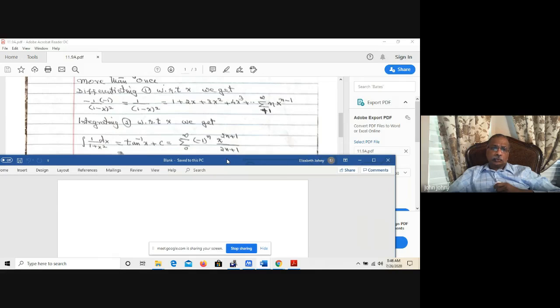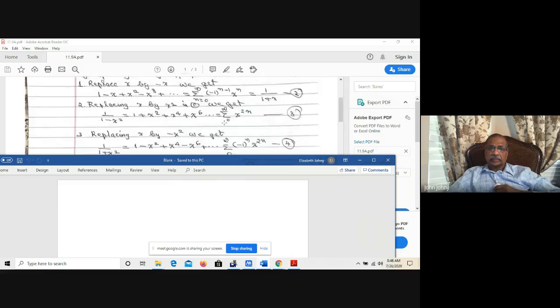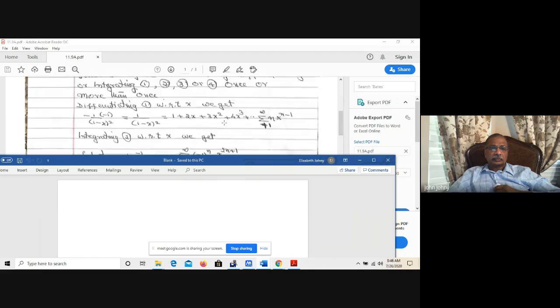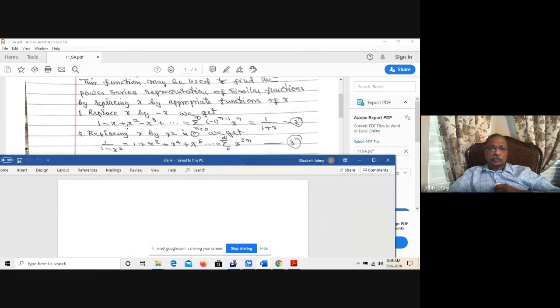Integrating the second one with respect to x, we get the integral of 1 over 1 plus x squared dx, which is equal to tan inverse x plus c. Now integrate the right side, apply the power rule. It is going to be sum from 0 to infinity of -1 to the power of n, x to the power of 2n plus 1 over 2n plus 1. So this is the second result.